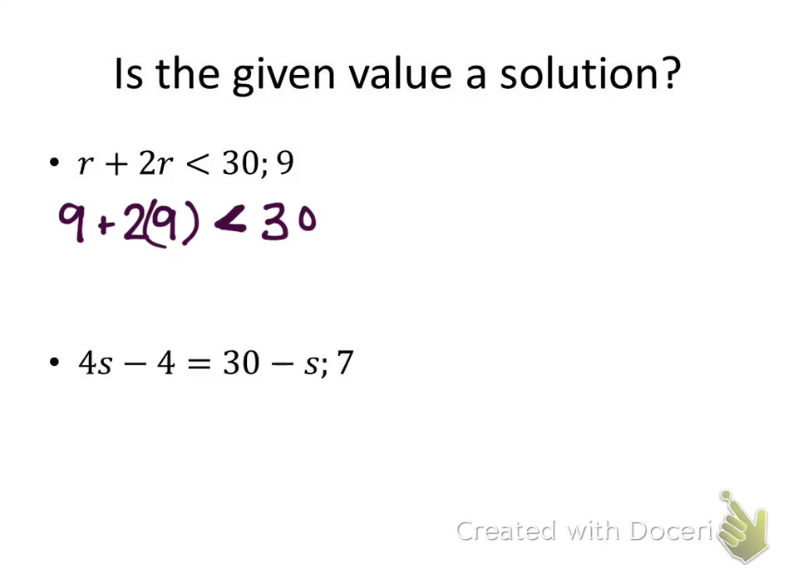Okay? What would I do first here? Amaya? 9 times 2. Very good. We want to do multiplication. What's 9 times 2? 18. 9 plus 18 now is? Anybody? 27. 27 is less than 30. Does that check out? Yes, it does.